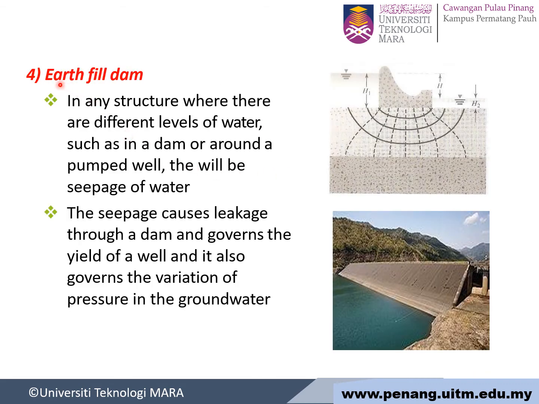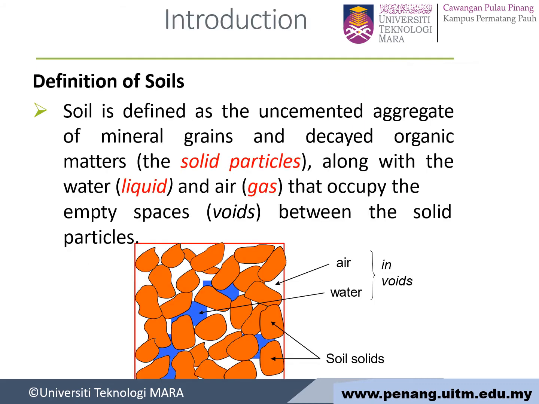Okay, the last structure is earth fill dam. If you see here, this one is an example of a dam and this is the flow net. We will cover this chapter after this. In any structure where there are different levels of water, such as in a dam or around a pump well, there will be seepage of water. The seepage causes leakage through a dam and governs the yield of the well, and it also governs the variation of pressure in the groundwater. So if there is pressure in the groundwater, of course we have to do some analysis to determine the permeability and also seepage.